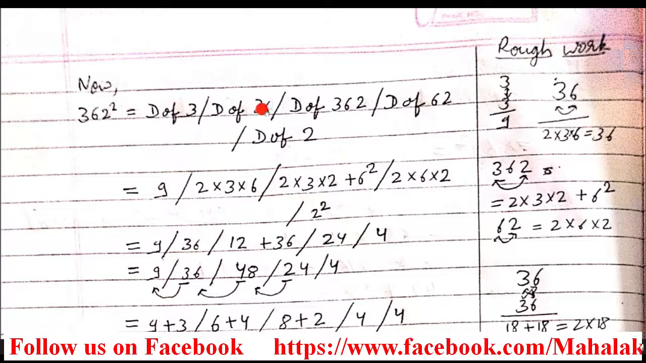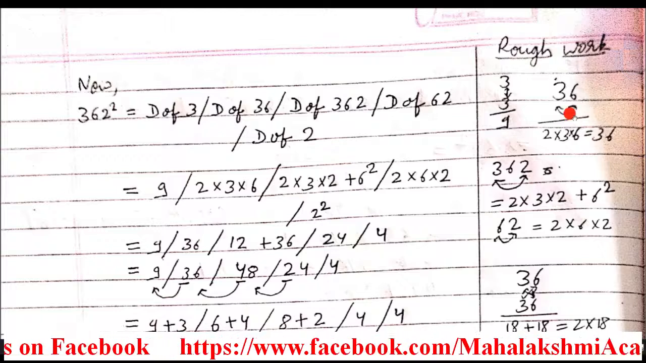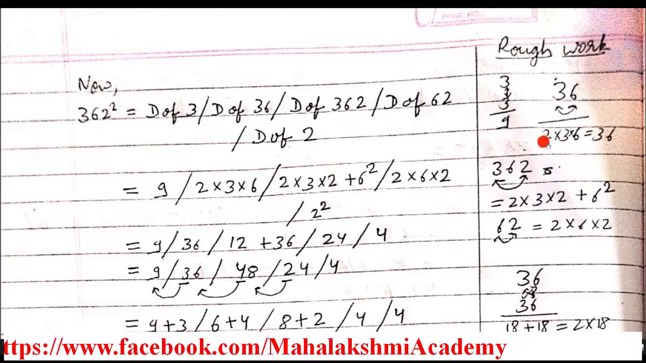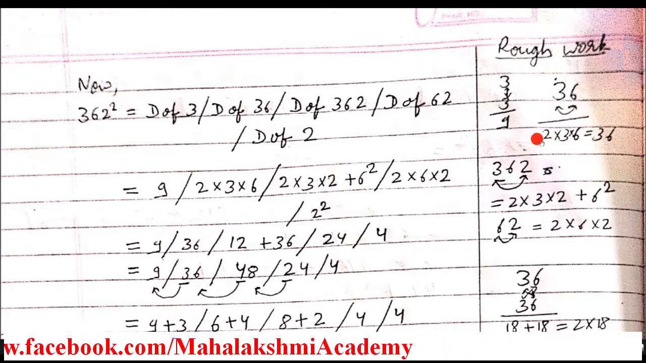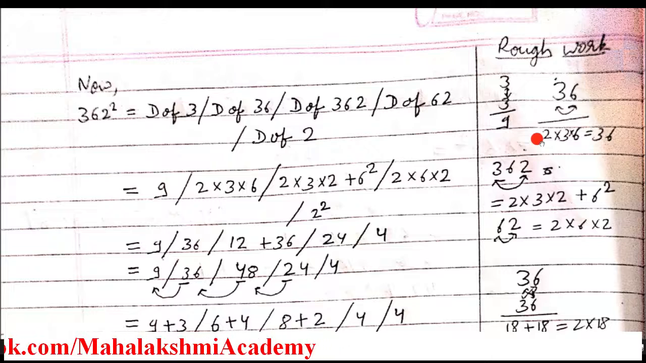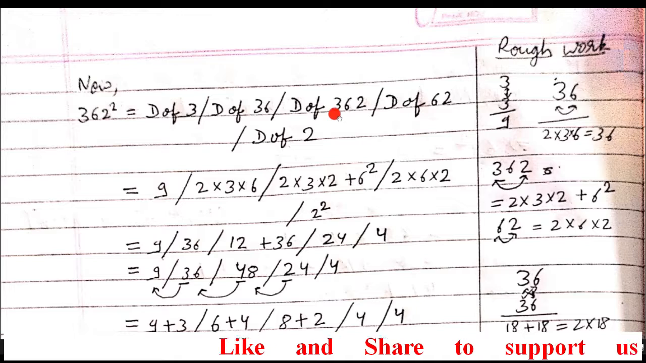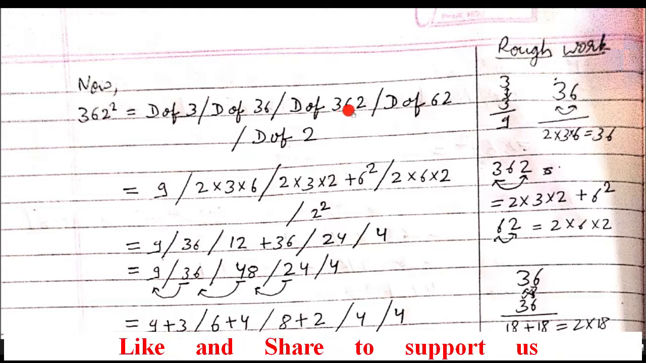Then to find the dvandva of 36, you have to make the pair like this, then 2 multiplied with this, 2 extra you have to do. So this is the process to find the dvandva of a 2-digit number. You make the pair like this, then 2 multiplied by 3 into 6. That will give you the answer: 3 twos are 6, 6 sixes are 36. So the dvandva of 36 is again 36. So here I wrote 2 into 3 into 6, that is 36. Now we have to find the D of 362.